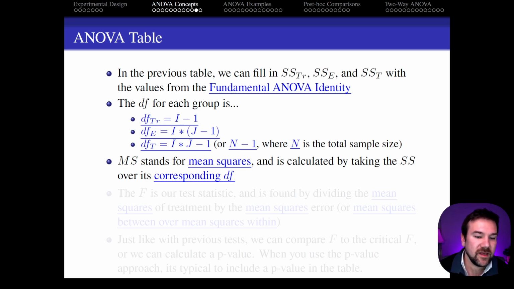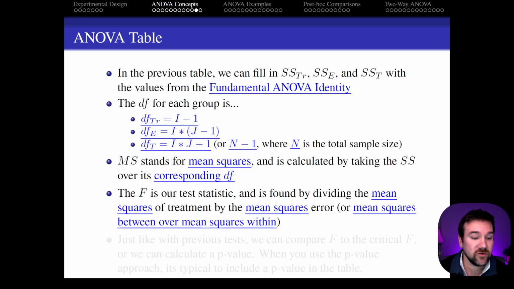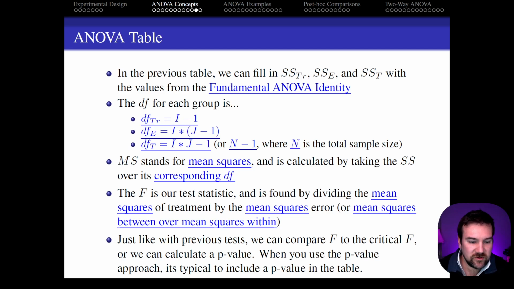So remember, MS stands for the mean squares, and it's calculated by taking that total sum of squares and dividing by its corresponding degrees of freedom. The F statistic is the ratio of the 2 mean squares. So we take the mean squares from the treatment. Again, you can write between there if you want, and divide by the mean squares error. And again, you can write within there if you want. And it looks like I write it here too. Mean squares between over mean squares within. And that's just a different notation of saying mean squares treatment over the mean squares error.